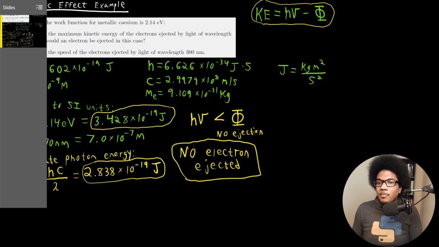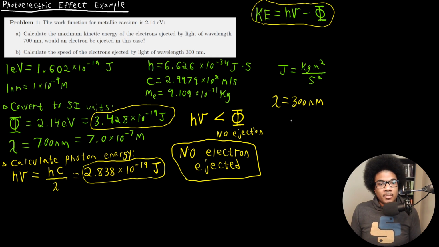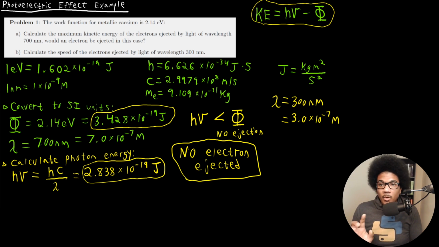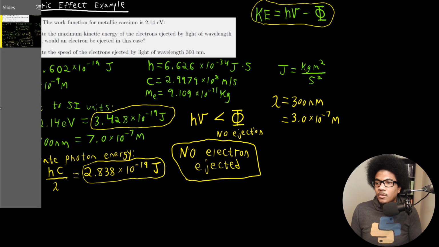Okay, so let's do part B. Part B is asking us to calculate the speed of the electrons ejected by light of wavelength 300 nanometers. So similar to the first one, let's do the conversion first. 300 nanometers in meters would be 3.0 times 10 to the negative 7 meters. We're going to use that to calculate the speed of this ejected electron. So let's go to a new slide here.